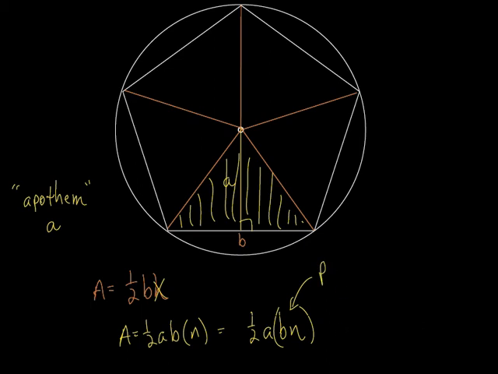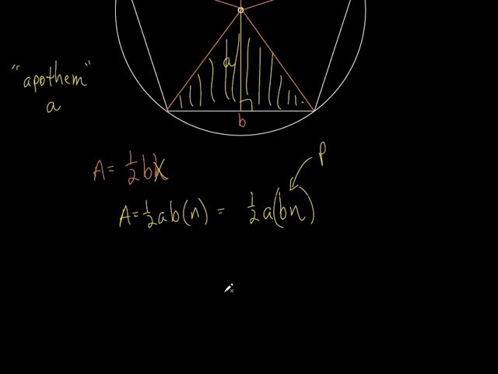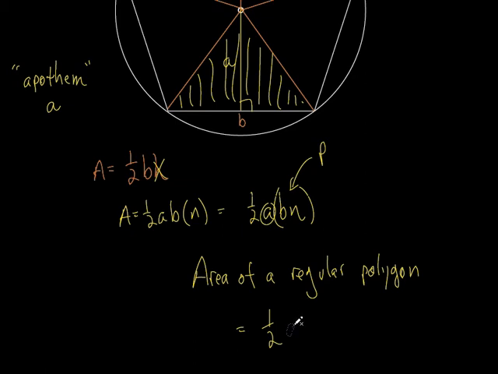All right, so here's my formula. I'm ready to write out the formula. So the area of a regular polygon, it has to be regular, which means all the sides and all the angles are equal to each other. The area of a regular polygon is 1/2 A, which is the apothem, times the perimeter, and there it is. Okay, so the area of a regular polygon is 1/2 AP, or 1/2 the apothem times the perimeter.